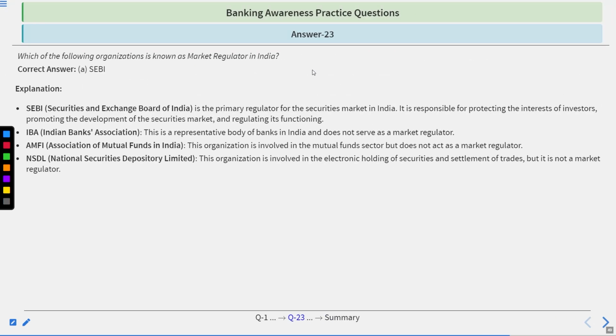Go by the explanation. SEBI is the primary regulator for the securities market in India, responsible for protecting the interests of investors, promoting the development of the securities market, and regulating its functioning. IBA, the representative body of banks in India, does not serve as a market regulator. AMFI is an organization involved in the mutual fund sector but does not act as a market regulator. And NSDL is an organization involved in the electronic holding of securities and settlement of trade. It is not a market regulator.